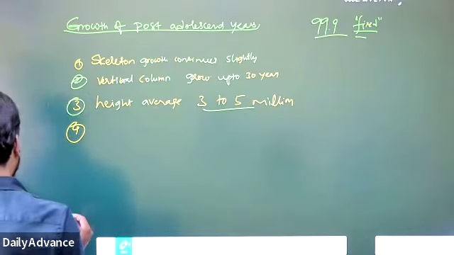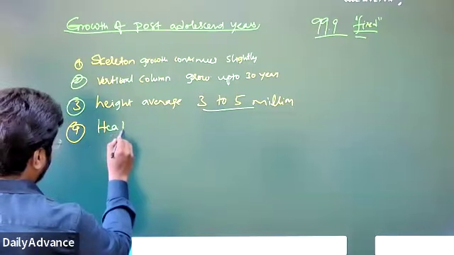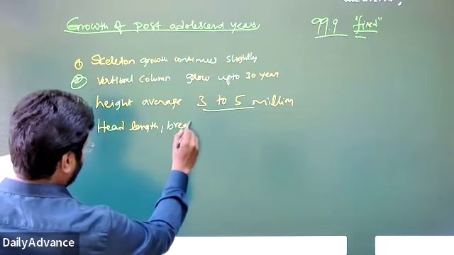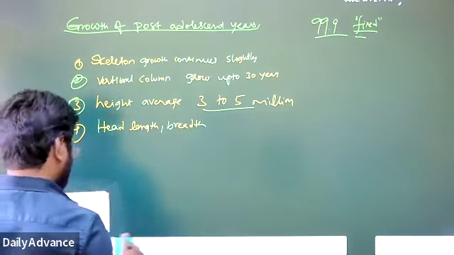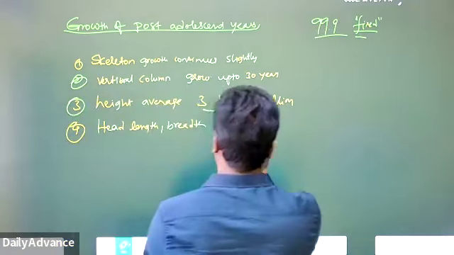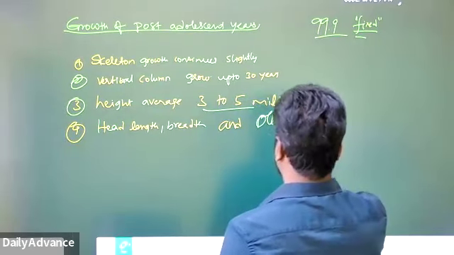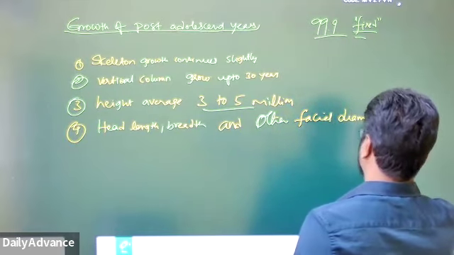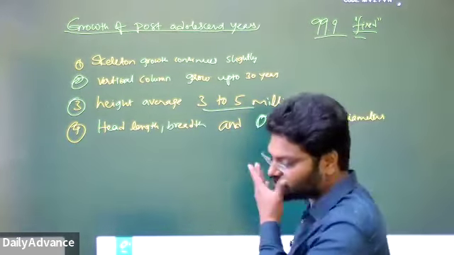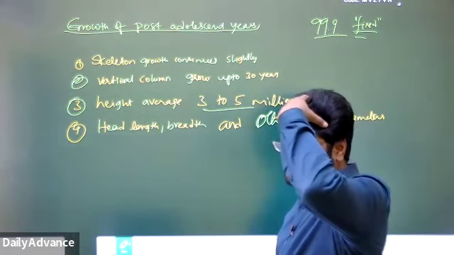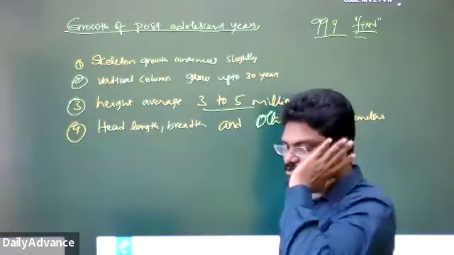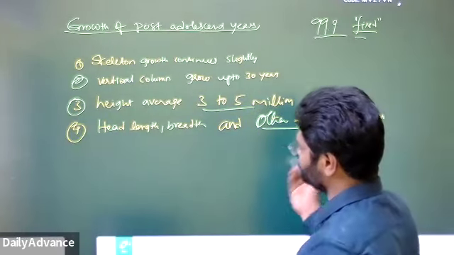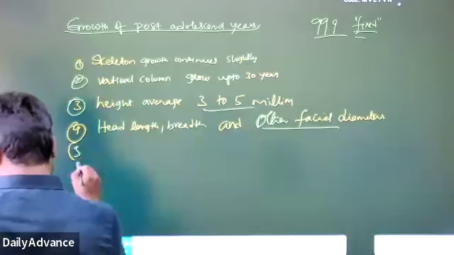Next, head length and breadth, as well as other facial diameters. In this facial region, total head length increases, breadth increases. So in this region we can observe some changes in the years after adolescence. So face and head, that is the fourth point.